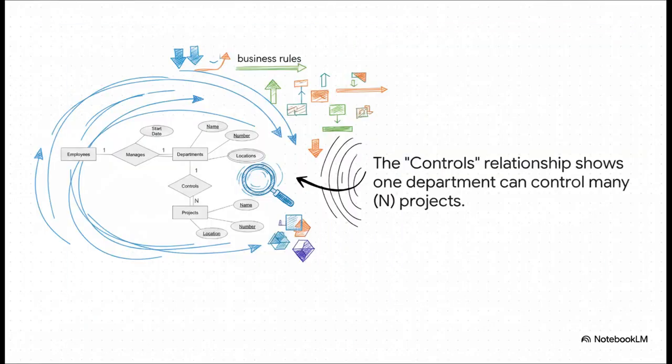So let's add another one. The business rule says departments control projects. So we add the controls relationship. And see, we put a 1 next to department and an N, which just means many, next to projects.